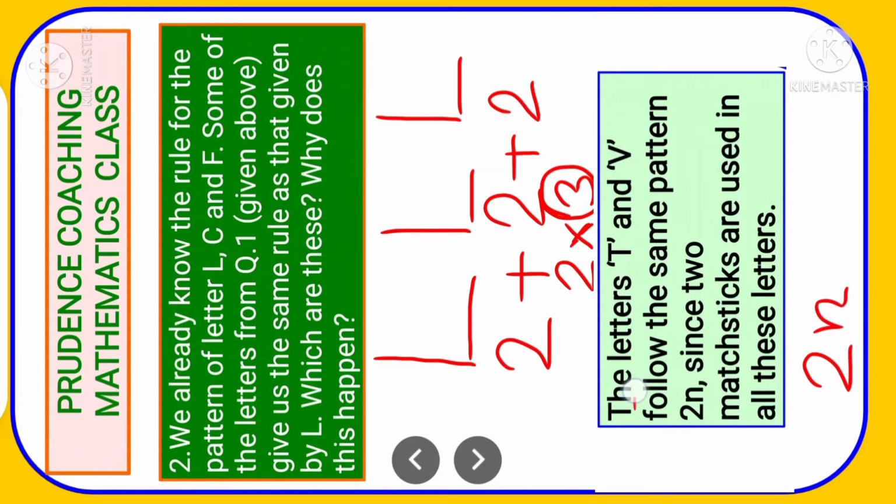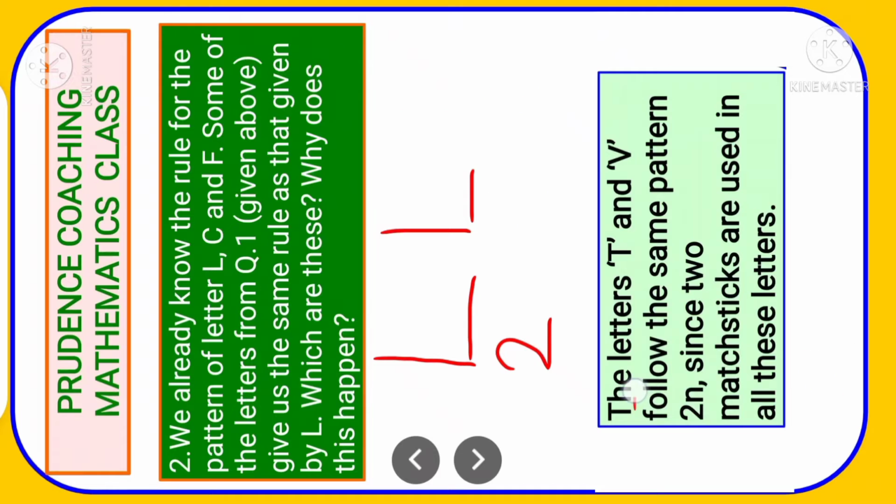It may be 4. If we are taking 4 L's, then 2 into 4 you will get 8. If 5 L's, then 5 into 2, 10. That means this 2 is constant, and beside this, n is variable. Like this we were calculating the formula or the pattern of each letter. So here 2 matchsticks into the number of letters we don't know, so we will write here 2n. So let us find out in sum number 1 which letters gave us this particular pattern.